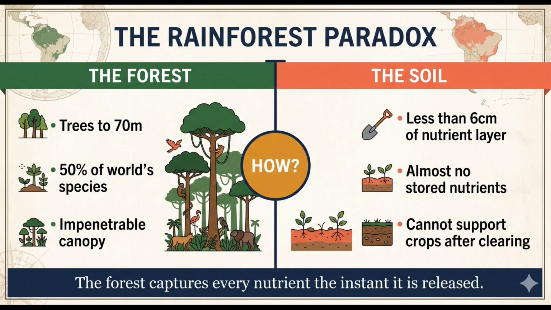These two things are not a contradiction, they are cause and effect. The forest is extraordinary precisely because it captures every nutrient the instant it is released. The soil is empty precisely because the forest is so efficient. The nutrients are not in the ground, they are in the trees.